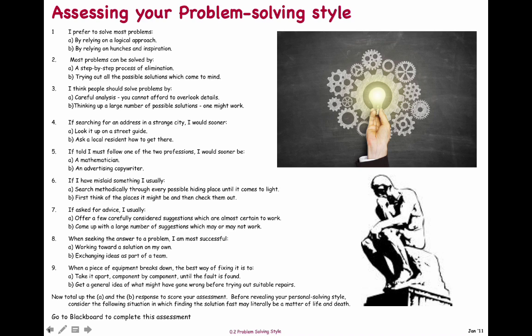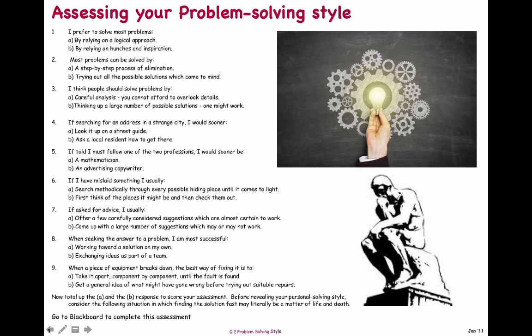Number 3. I think people should solve problems by A, careful analysis. You cannot afford to overlook details. B, thinking up a large number of possible solutions. One might work. Question 4. If searching for an address in a strange city, I would sooner A, look it up on a street journal, or B, ask a local resident how to get there. Question 5. If told I must follow one of two professions, I would sooner be A, a mathematician, B, an advertising copywriter.